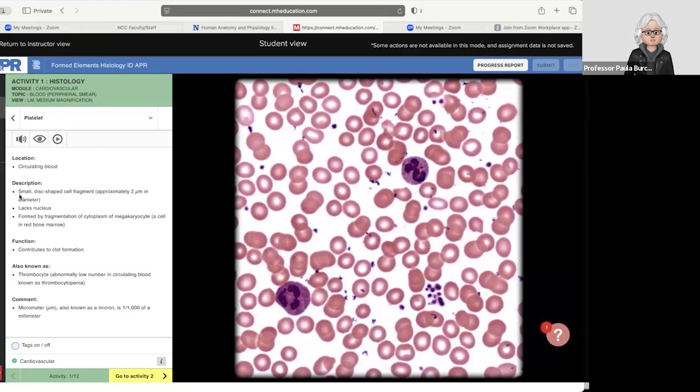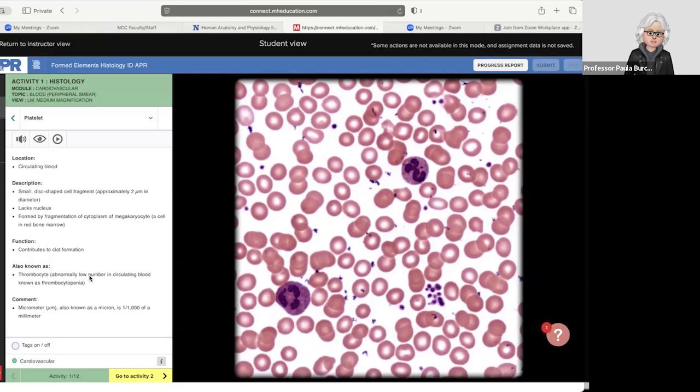So what do platelets do? Platelets, remember, are fragments of larger cells called megakaryocytes. And in their cytoplasm, they are going to have chemicals that are going to be involved in blood clotting. So it's going to come down here to the function, contributes to clot formation. Also, they're known by another term, thrombocytes. And you do need to know that term because we're going to talk about thrombocytosis, thrombocytopenia, thrombopoiesis. So if you know that a thrombocyte is a platelet, that will help you remember what it does.